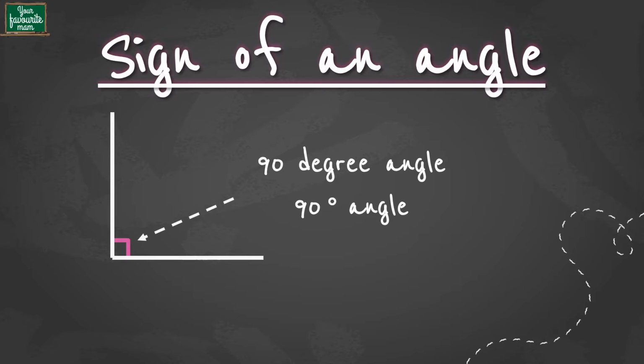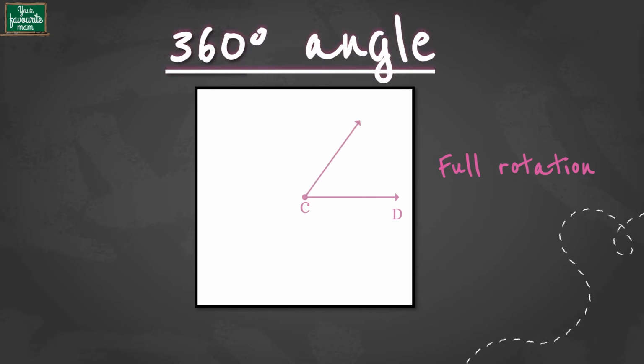Now let's talk about the sign of an angle. For example, this is a 90-degree angle. Angles are measured in degrees, which is shown by this symbol which resembles a small circle. A complete turn, also known as a full rotation, all the way back to the place it started, is 360 degrees.